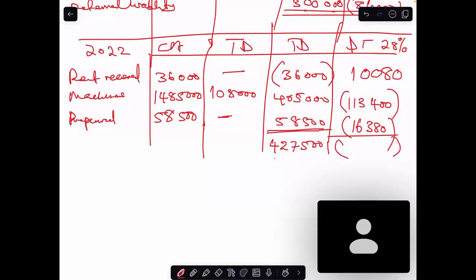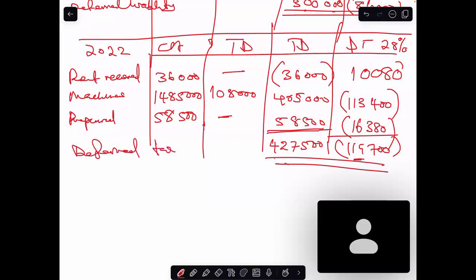Double underline 119,700. Confirm the others. Yes, 119,700. Right. If you add this column again, it should give us this answer. So in other words, what is this? Conclude now. Double underline. This is a deferred tax liability.